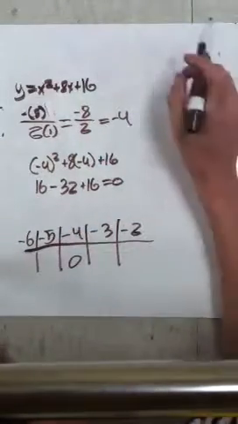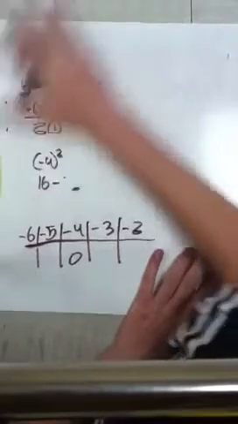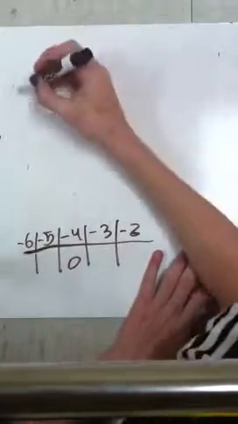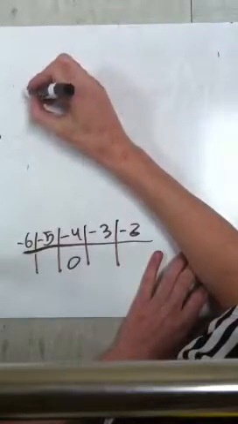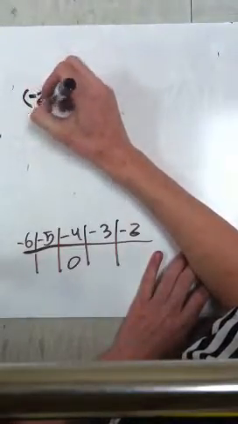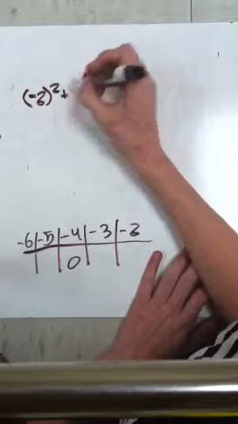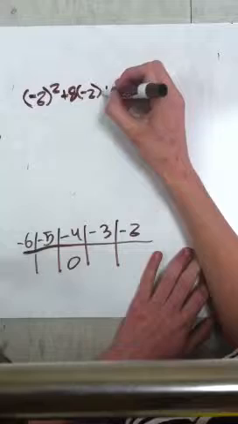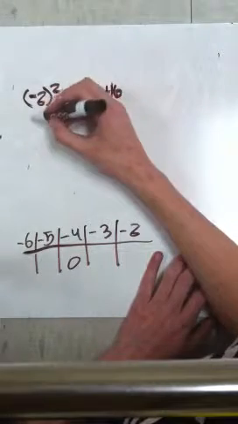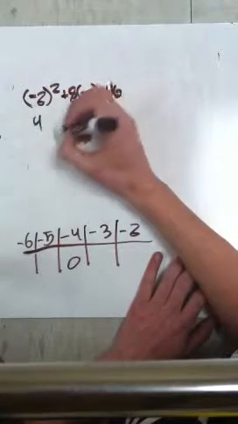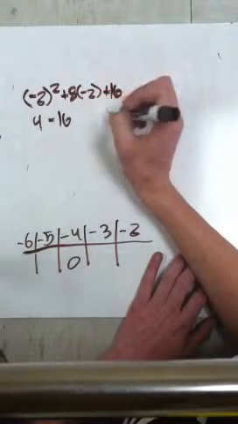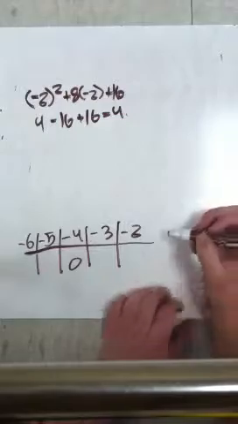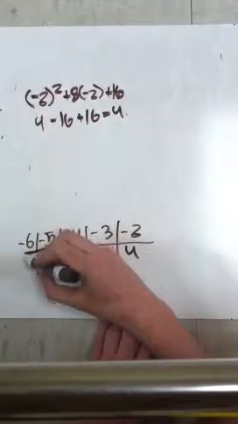And to find the rest of the y values, you substitute 2 of the points in for x. So we're going to do negative 3, negative 2. So negative 2 squared plus 8 times negative 2 plus 16. And so that's 4 minus 16 plus 16, which is 4. So for negative 2 and negative 6, the y values are going to be 4.